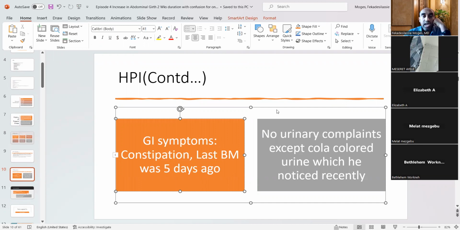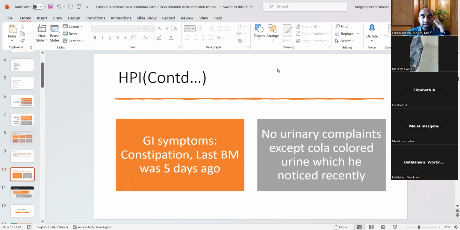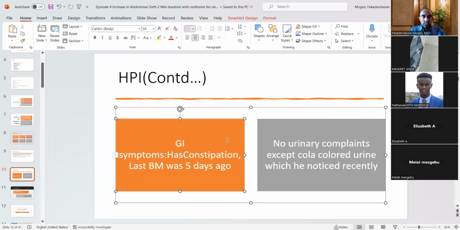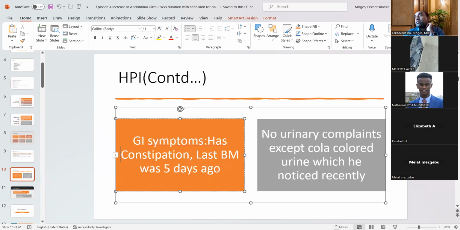Okay, that's very important. Why is that important, by the way? Why is it relevant, last bowel movement? Intestinal obstruction as a complication, maybe. Yes, intestinal obstruction. The only thing against intestinal obstruction is the fact that this patient's presentation is 2 weeks.